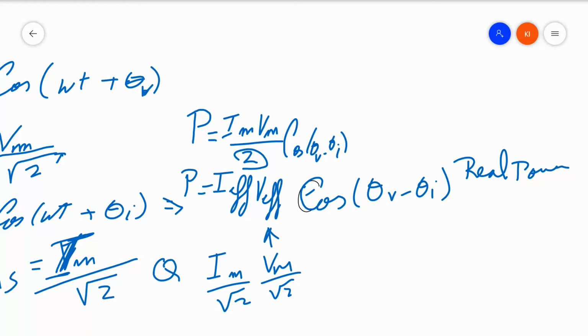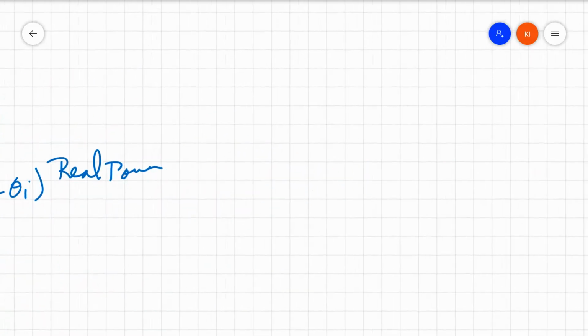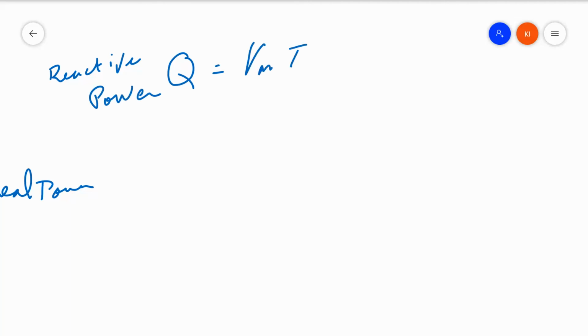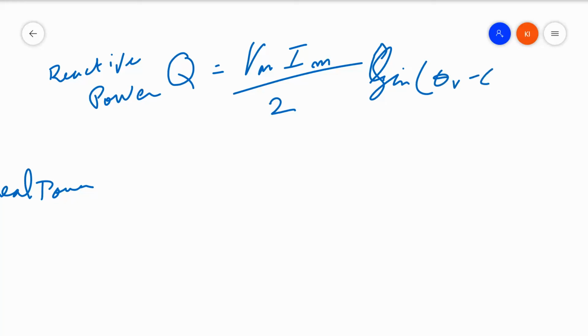Now the other thing we want to do, just to be complete, is write the other part as well, where we have Q, the reactive power, which was written as Vm Im divided by 2 times sine of theta V minus theta I.